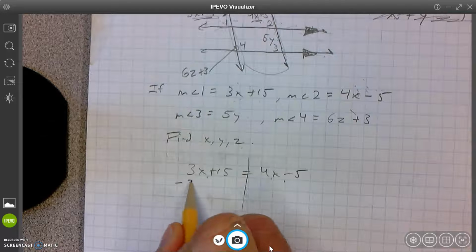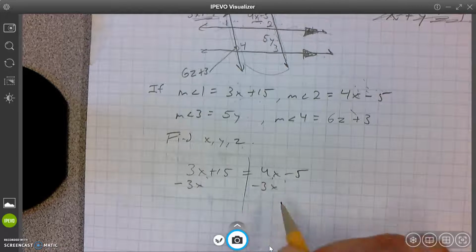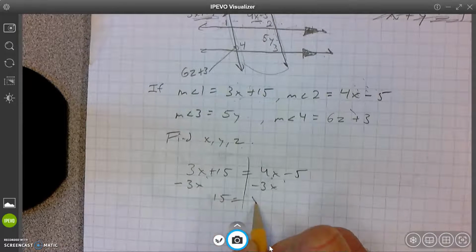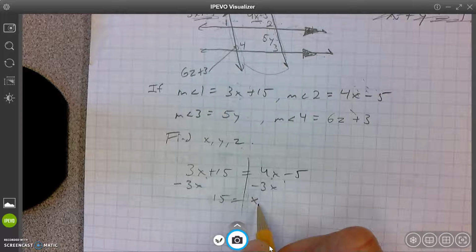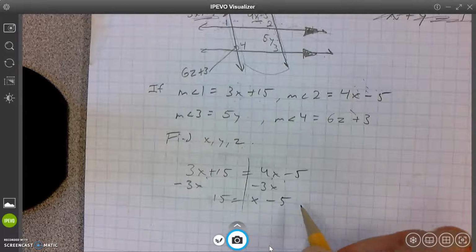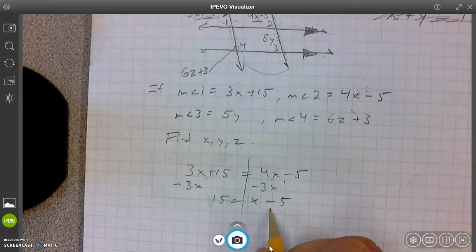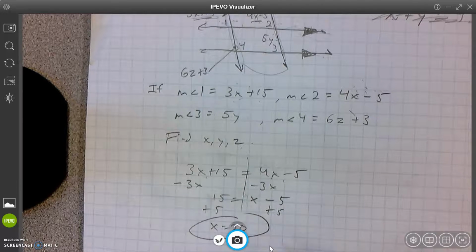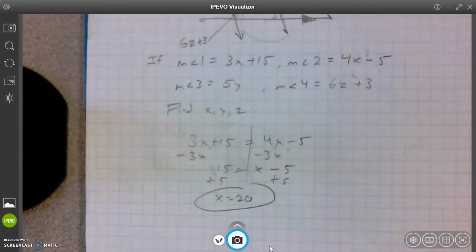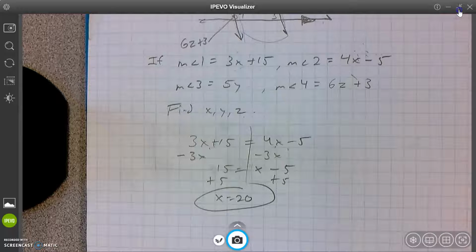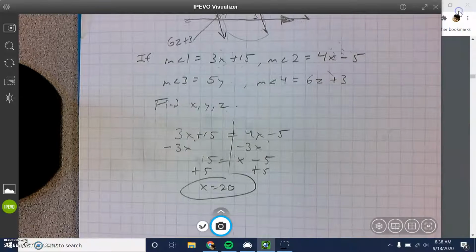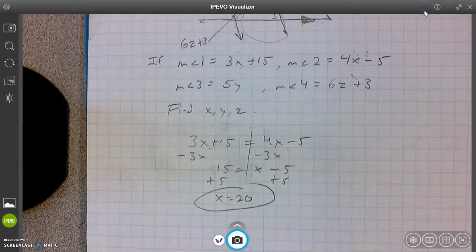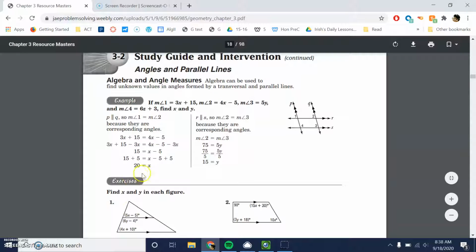Subtract 3x on both sides. Everyone solve it with me. 15 equals 1x, but I'm just going to put x, because 1 times anything is itself. And so add 5, last step. X equals 20. There you go. X equals 20. Was that what they had? Let's check. X equals 20.